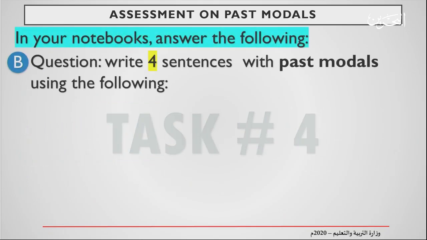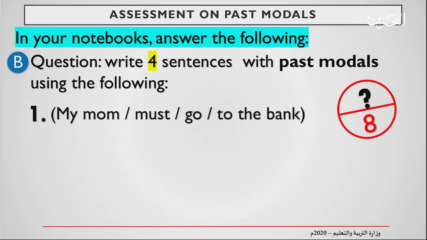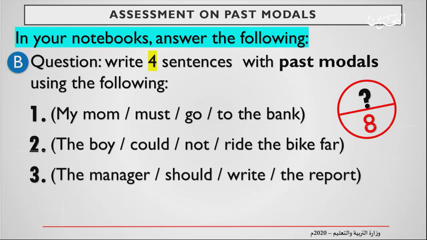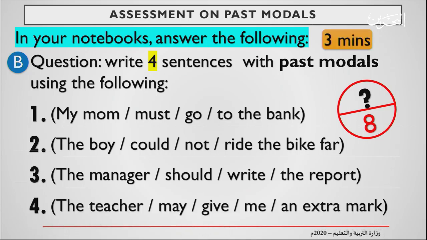Task number 4. In your notebooks, answer the following. Question B. Write 4 sentences with past modals using the following. And you have a mark of 8. Number 1. My mom must go to the bank. Your task is to transform these words into past modal sentences. Number 2. The boy could not ride the bike far. 3. The manager could write the report. And 4. The teacher may give me an extra mark. You have 3 minutes.